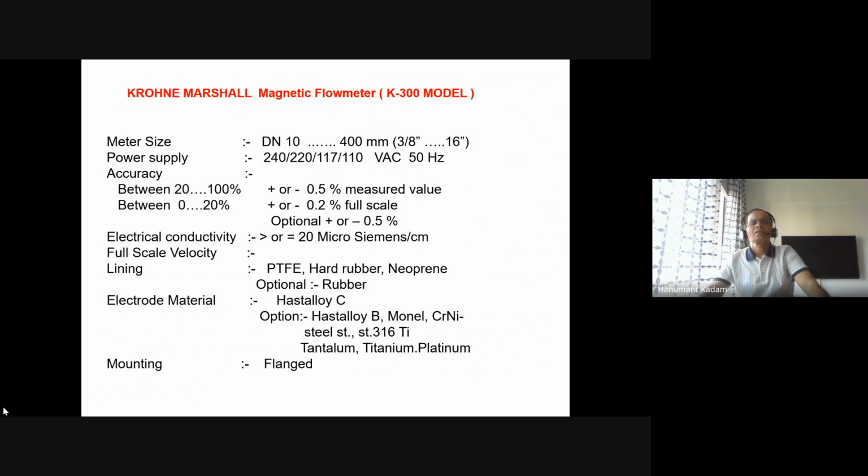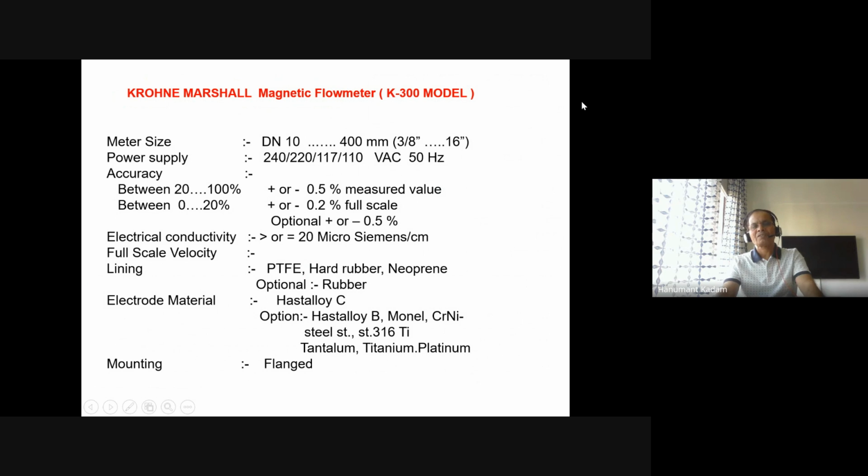This is the K300 model, shown to help you understand the specifications of the flow meter. We discussed the control valve, where DN indicated the pipeline size. Here the meter size means the pipeline size, from 3/8 up to a maximum of 16 inches, and in millimeters from 10 to 100. That indicates the size of the meter.